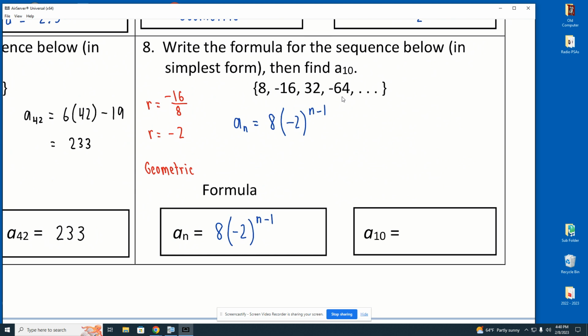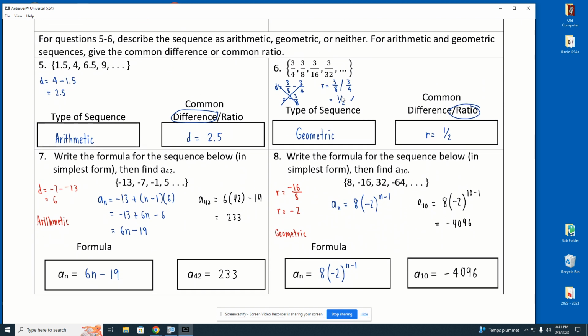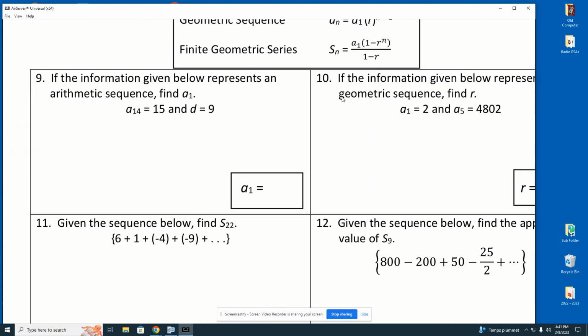Now, the last thing it asked me to do is to find a sub 10. So we're simply going to go to our calculator and go 8, open parentheses, negative 2, close parentheses, raised to the 10 minus 1 power, or you could go ahead and simplify that to 9 if you'd like, but your answer is negative 4,096. If you did not get any of those answers, then you need to double check the way you type things in because these are correct. All right, so there you have it. Moving on to the back side, number 9.